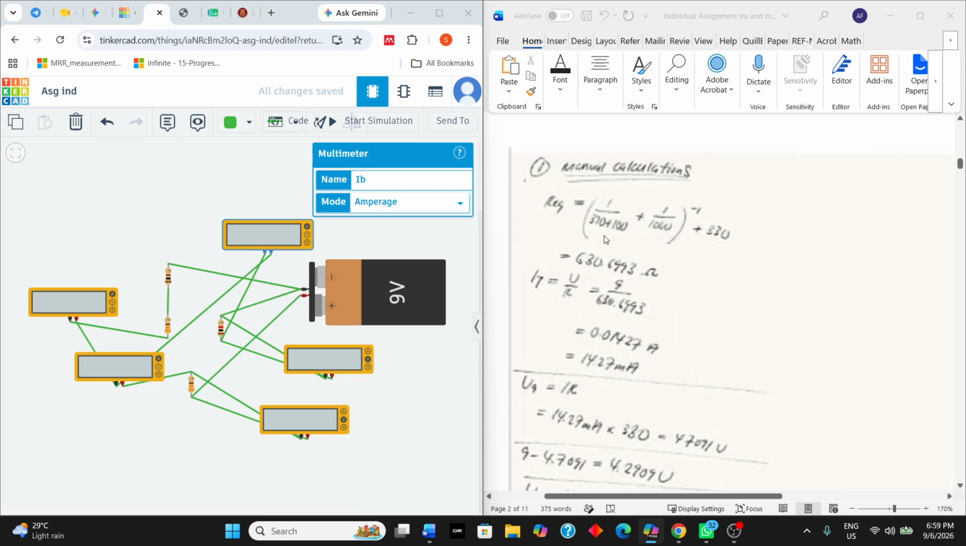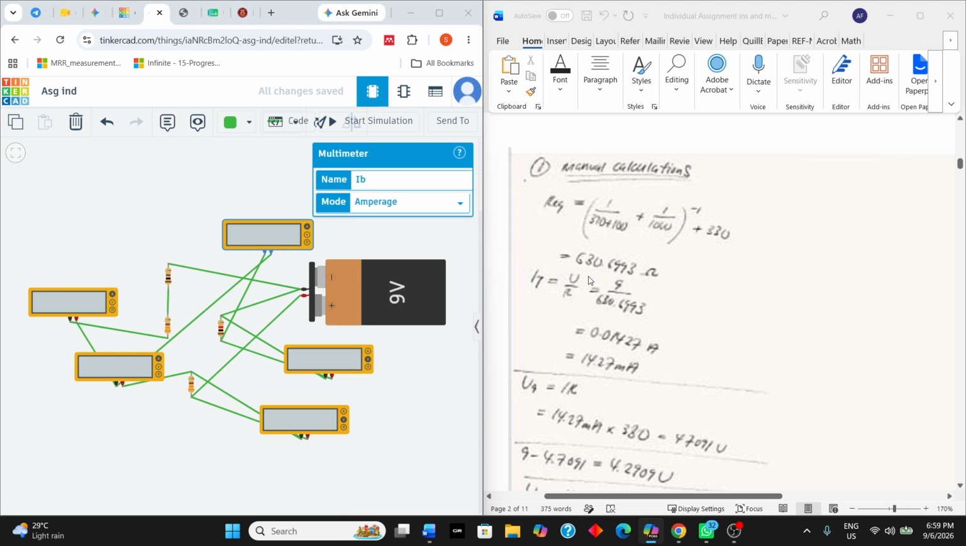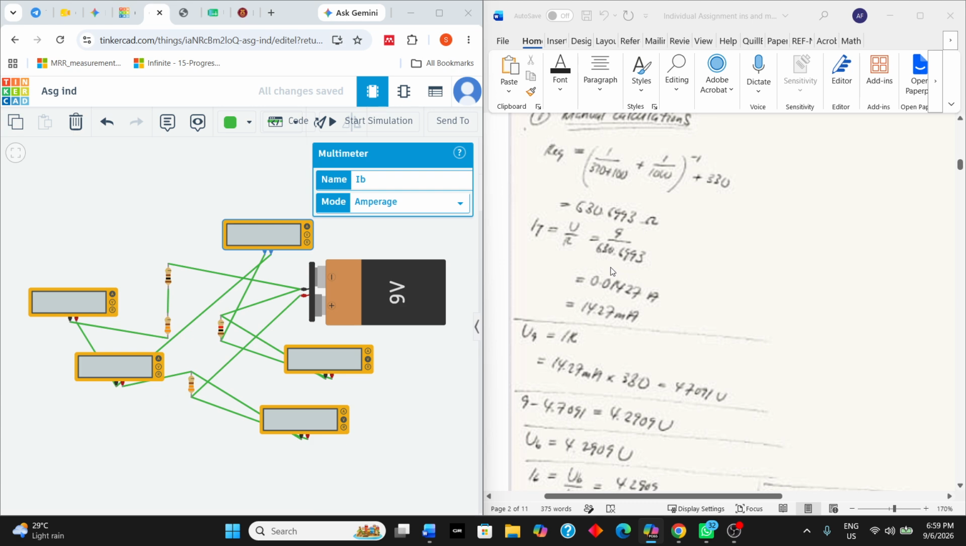For our first step, I'll be using the basic parallel equivalent resistance formula. As you can see, this is 1 over 330 plus 100, plus 1 over 1000, and then we take the reciprocal, and we add 330 for this resistance right here. Then we have our total equivalent resistance, which is around 630.6993. Then we use Ohm's law to find the total current of the circuit.